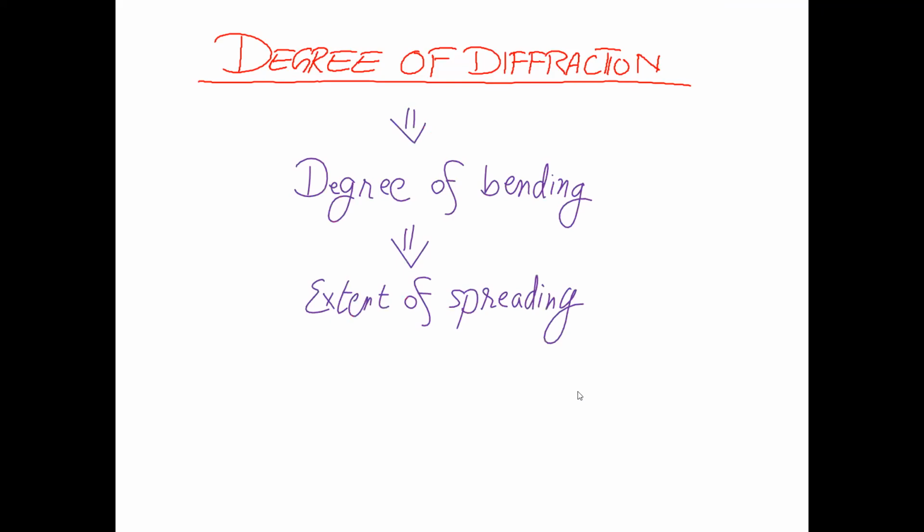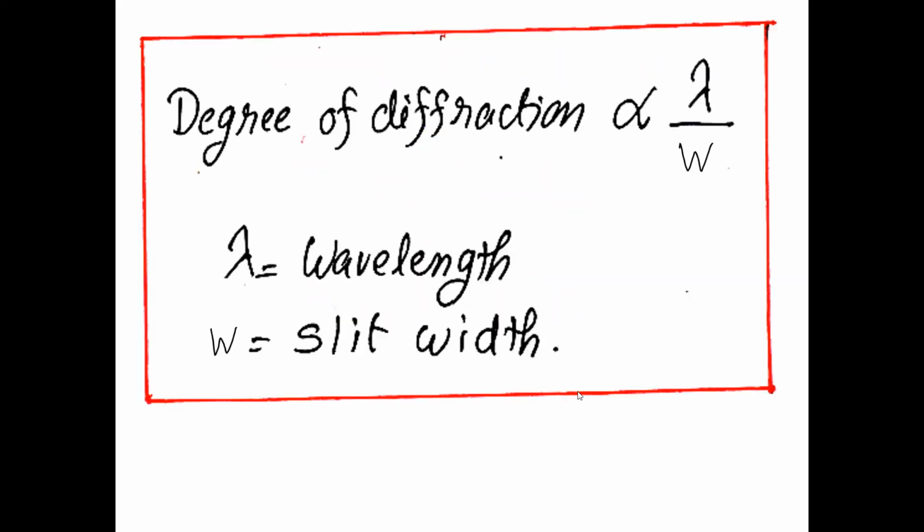Degree of diffraction, the formula. Degree of diffraction is a measure of the degree of bending, how much the waves bend. Degree of diffraction is proportional to lambda upon W. Lambda is the wavelength and W is the slit width. Look at this screen carefully and absorb it.